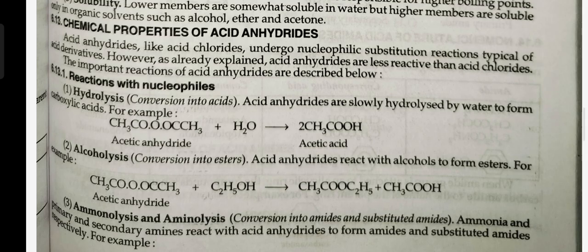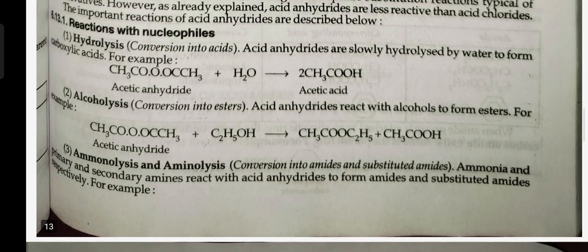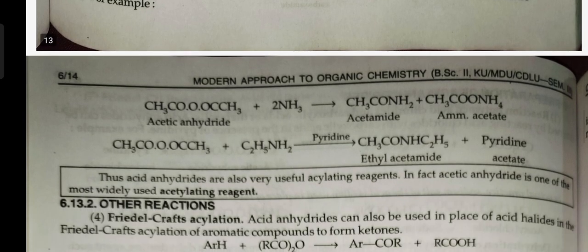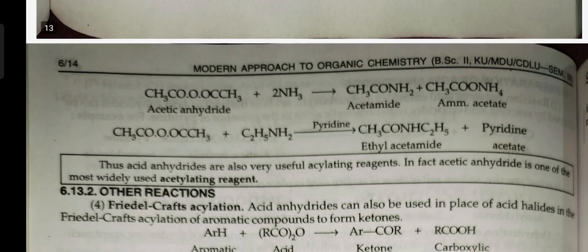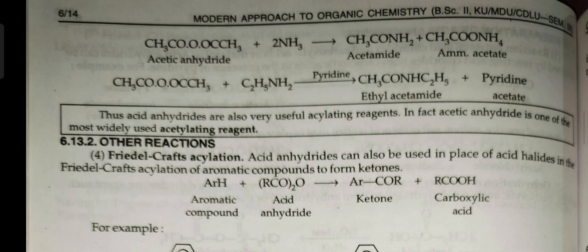Ammonia and primary and secondary amines react with acid anhydride to form amides and substituted amides respectively. For example, acetic anhydride plus ammonia gives acetamide plus ammonium acetate. Thus, acid anhydrides are also very useful acylating reagents. In fact, acid anhydride is one of the most widely used acylating reagents. Fourth, Friedel-Crafts acylation.